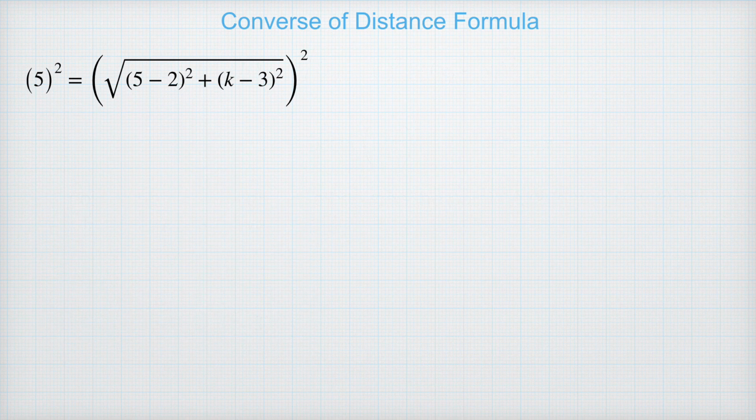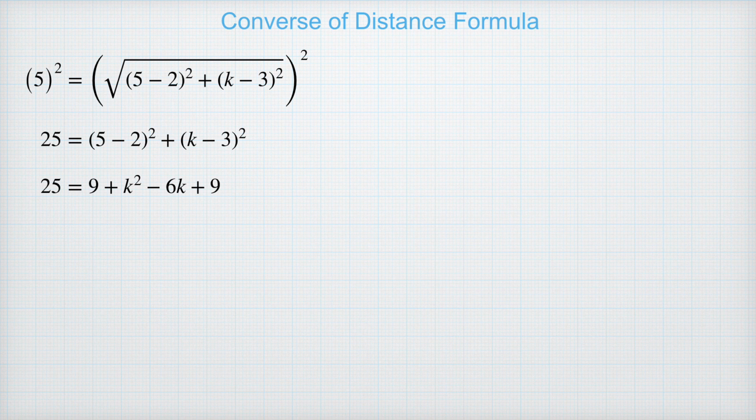The squaring of both sides gives us 25 on the left hand side and removes the square root function from the right hand side. We must now simplify this equation to solve for k. So 25 is equal to 9 plus k squared minus 6k plus 9. We can rearrange this quadratic equation. The quadratic can be solved by factorizing. The factors are (k minus 7) and (k plus 1). These factors can be solved for k, giving k equals 7 and k equals minus 1.